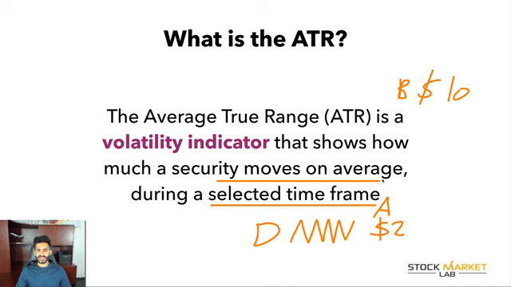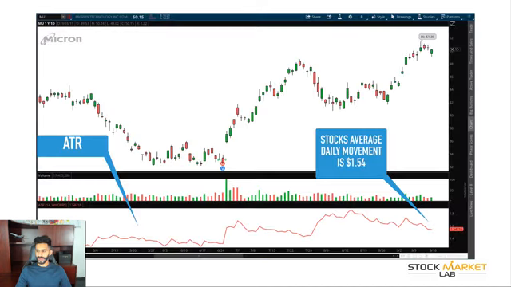So the ATR helps us find the average movement on the up or down side of a stock based on a selected time frame. So for example, if you take a look right here, this down here is the ATR. This is our ATR for stock MU. We are looking at a 1 year, 1 day chart for stock MU.